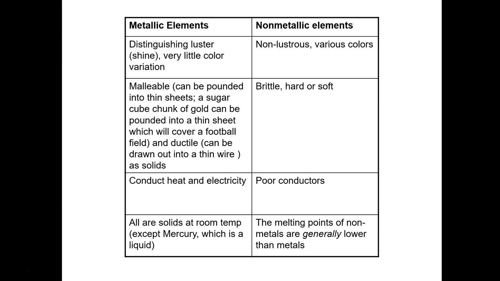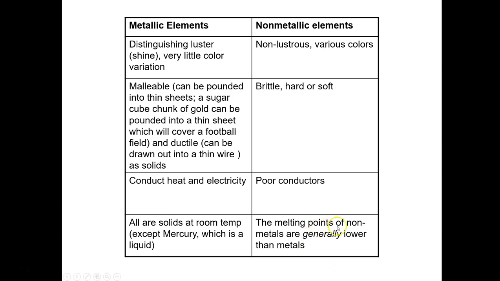Bromine and iodine are sort of a purplish color. We have all sorts of different colors that nonmetals come in. Nonmetals are brittle. That means that if you try to bend them, they'll just break. They're not going to be malleable. They can be hard or soft, but they're always brittle. They're really bad at conducting heat and electricity. That means they don't allow heat and electricity to pass through them very well at all.